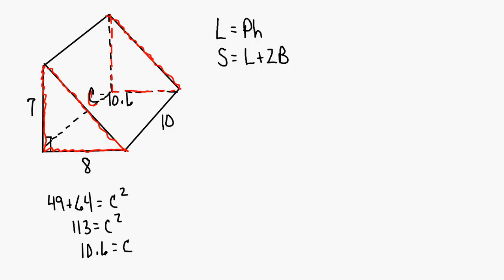So your perimeter of the base is 10.6 plus 7 plus 8, 25.6. Now, you're going to multiply that times the height of the prism. And what is the height of the prism? 10. 10, very good. So your lateral area is going to be 256.